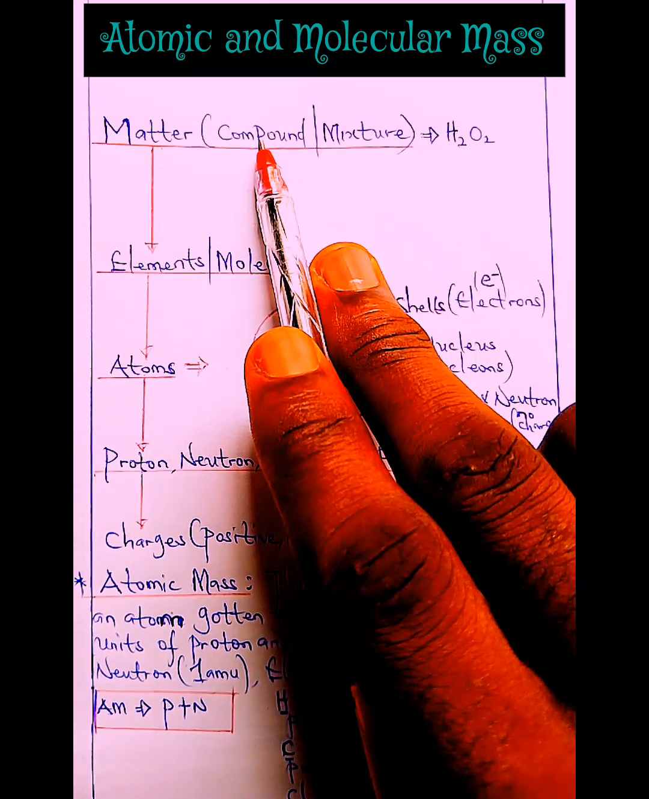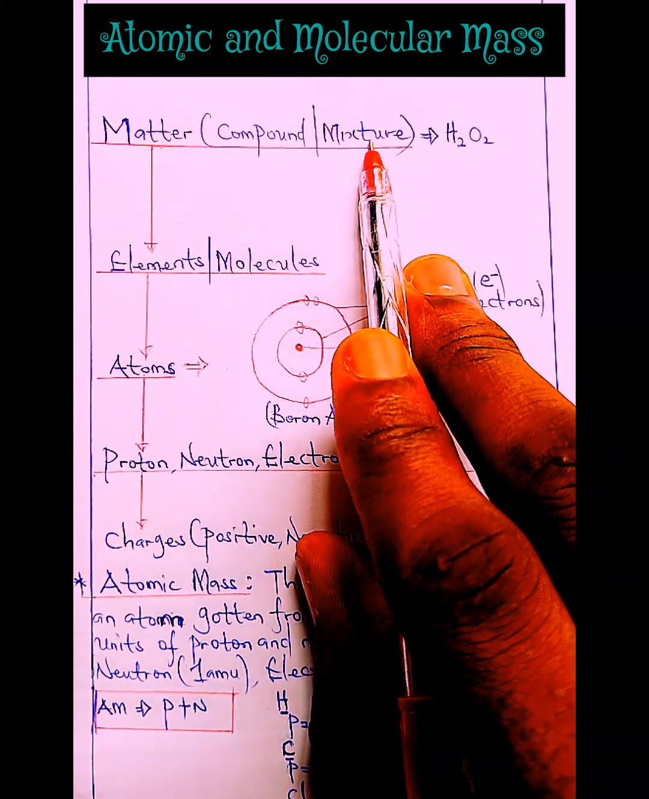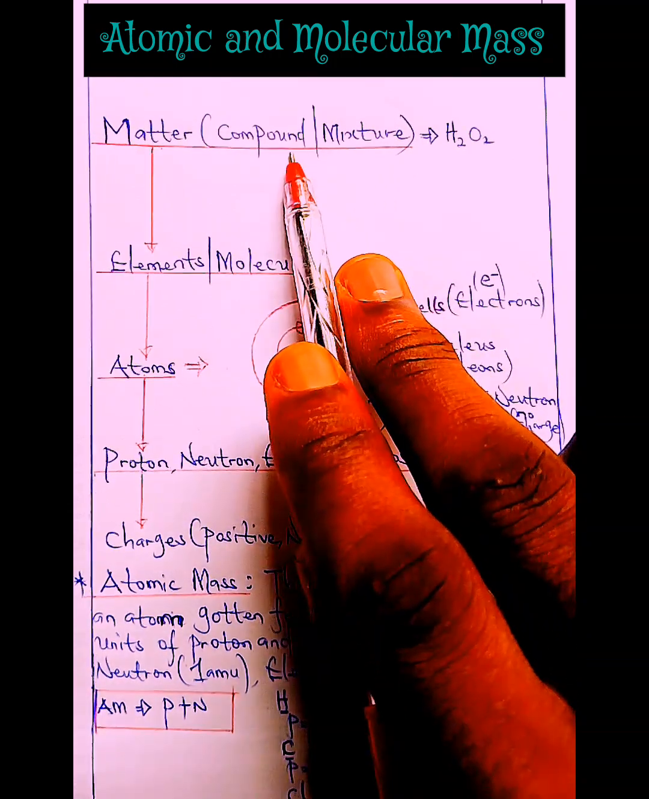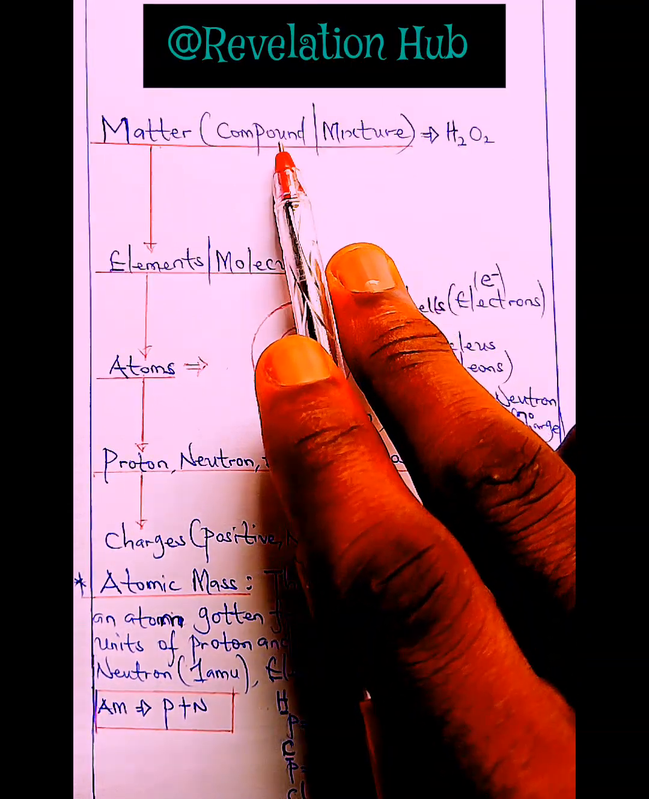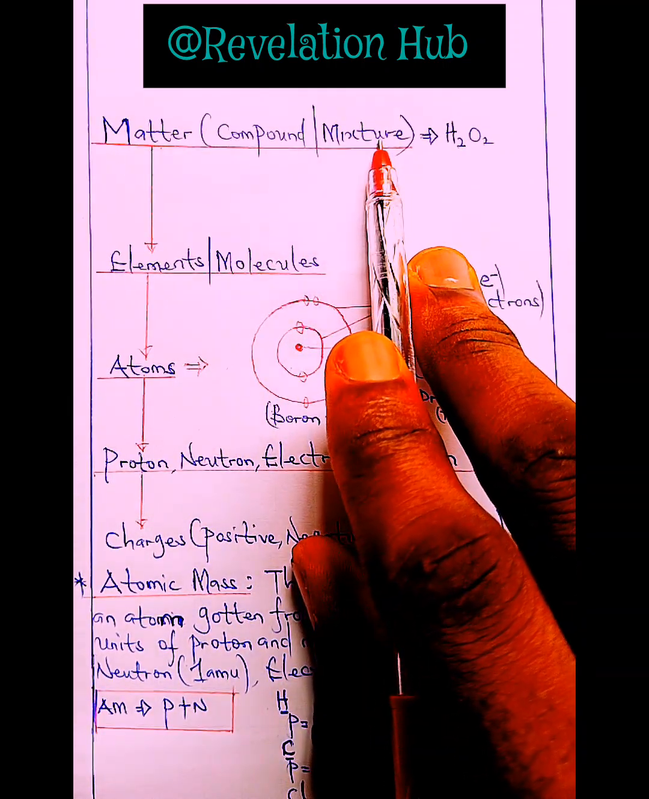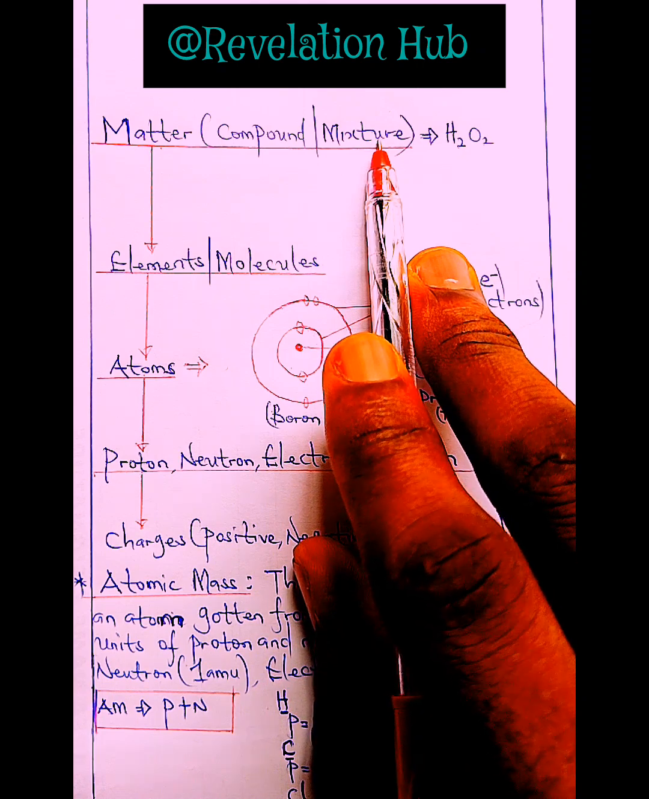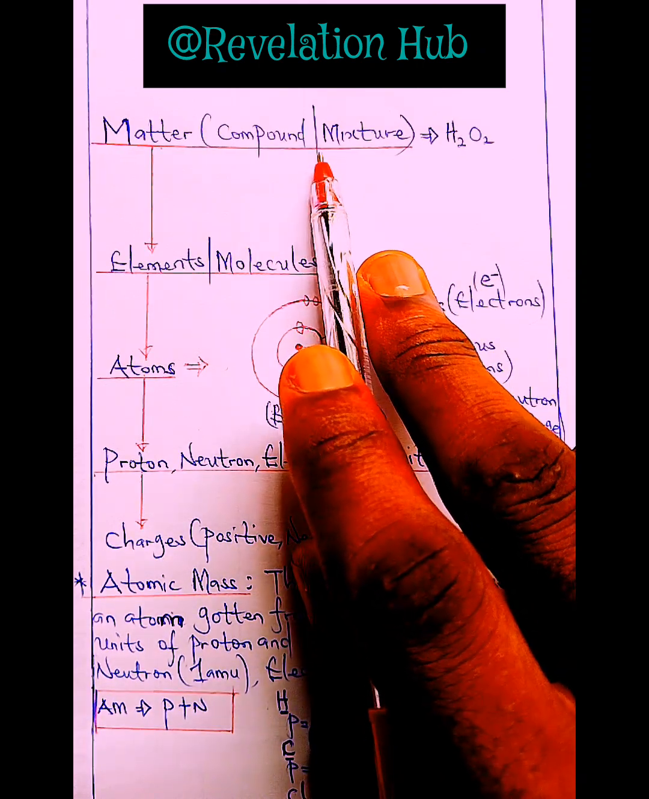Now, most compounds experience irreversible change, while mixtures experience reversible change. So they are different. That's a topic for another day. For compounds, the change is irreversible and new substances are formed, while for mixtures the change is reversible, and so on. So don't forget we are discussing atomic mass and molecular mass.